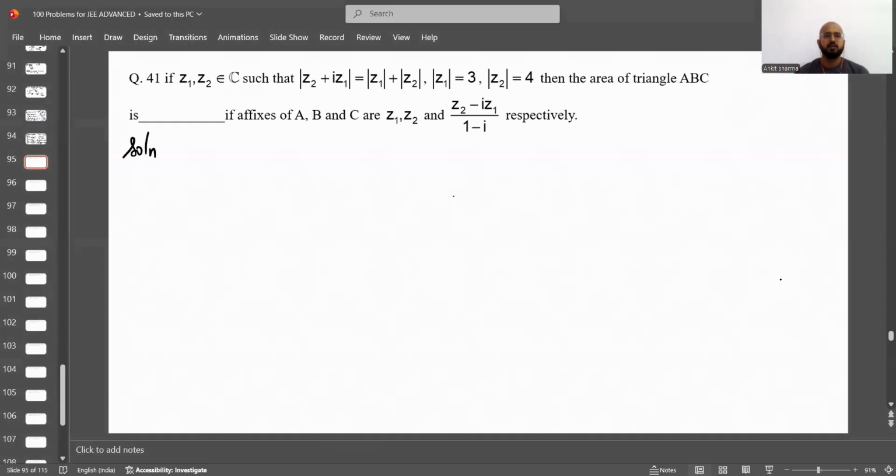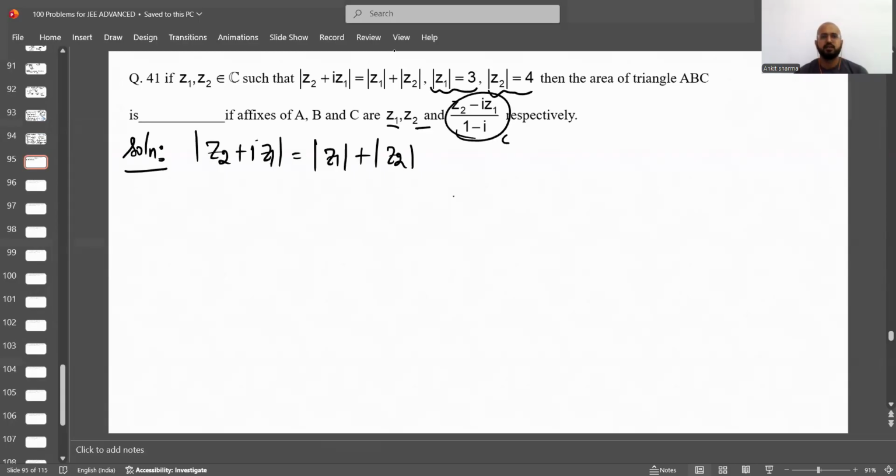We have the next question, number 41. Let's go ahead. So we are given that modulus of z2 plus i z1 is equal to modulus z1 plus modulus z2. Now, from this condition we'll have to extract some information. Meanwhile, mod z1 is given to be 3, mod z2 is 4. Then area of the triangle ABC, if affixes of ABC are, okay, so this is for A, this is for B, and this one is for C. All right.